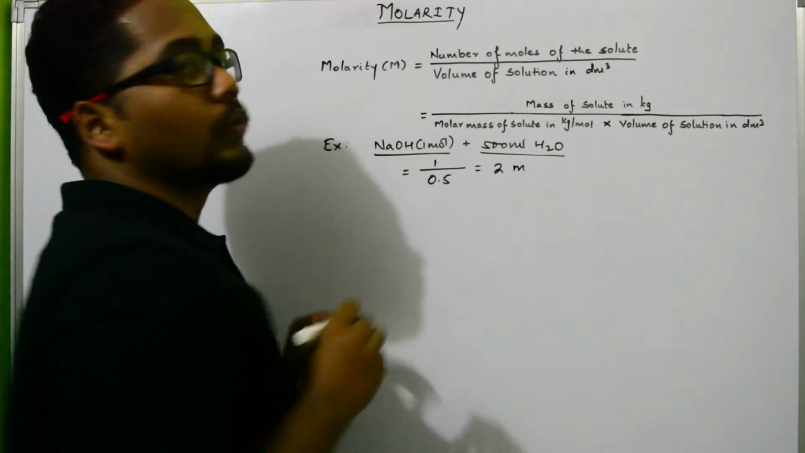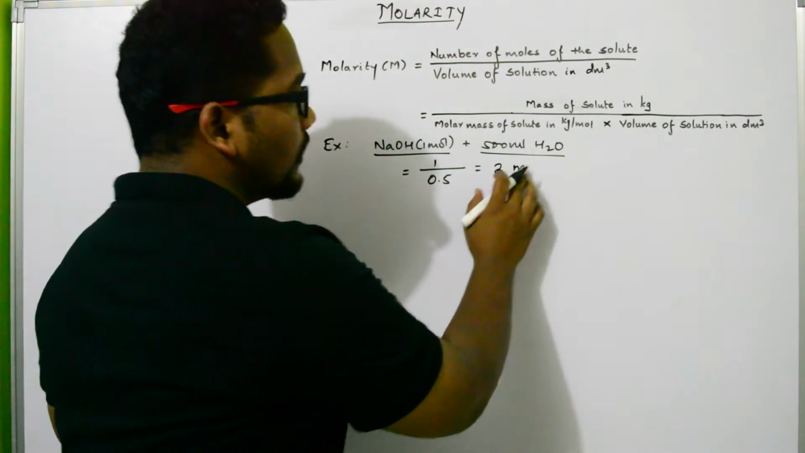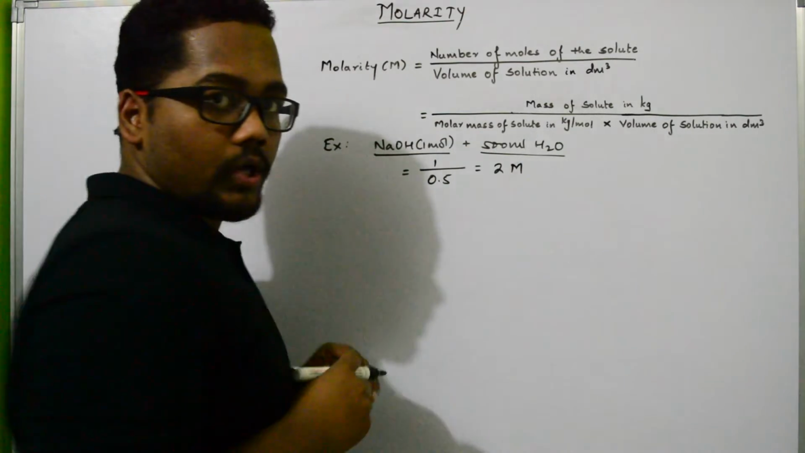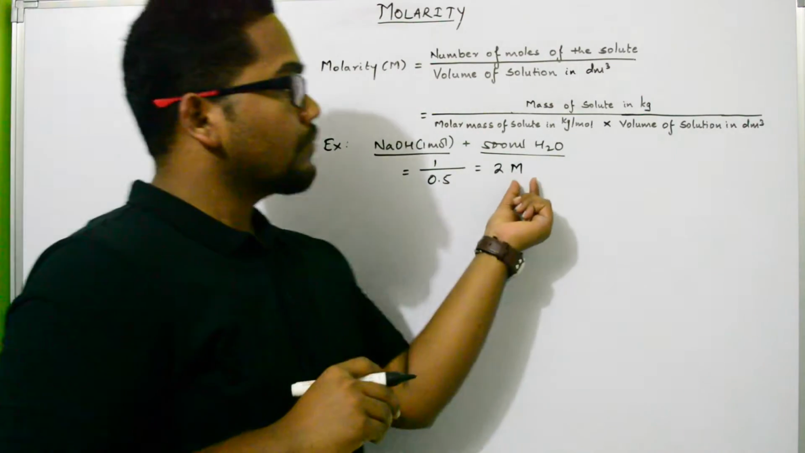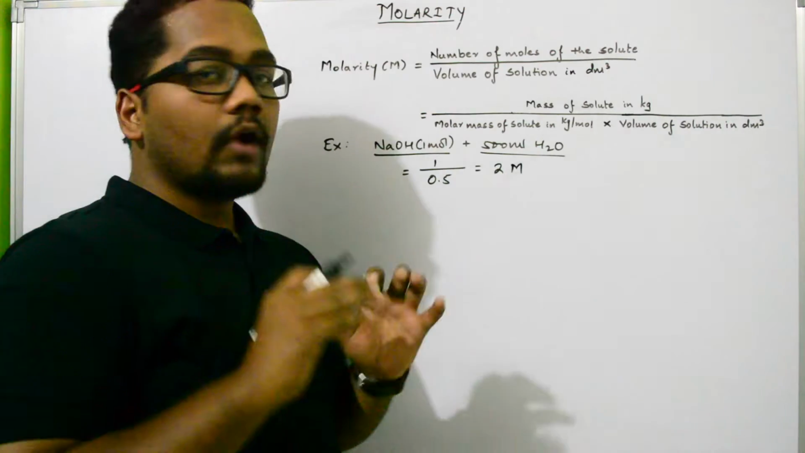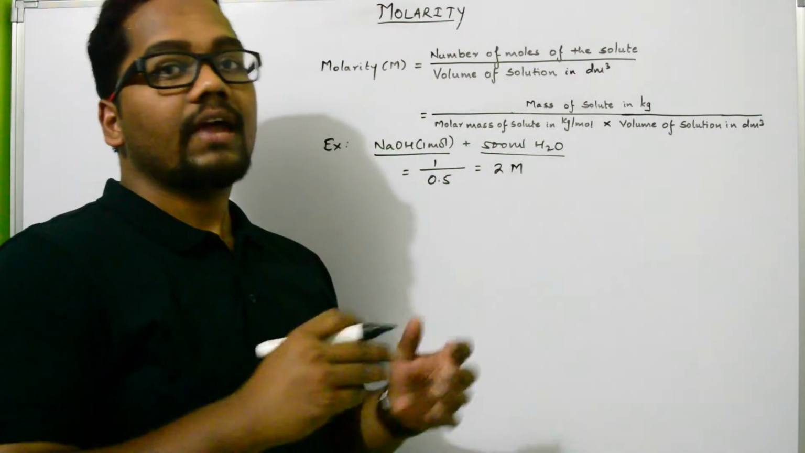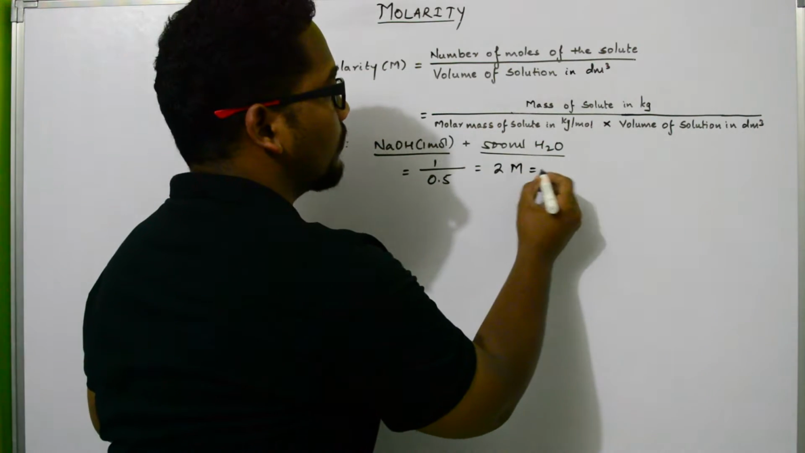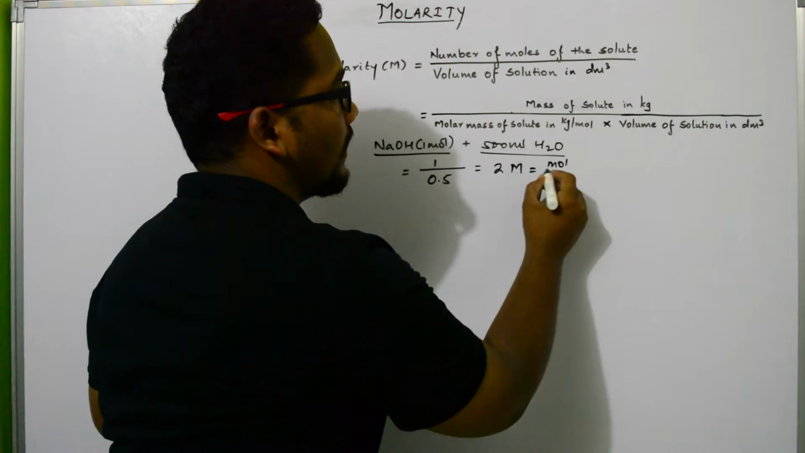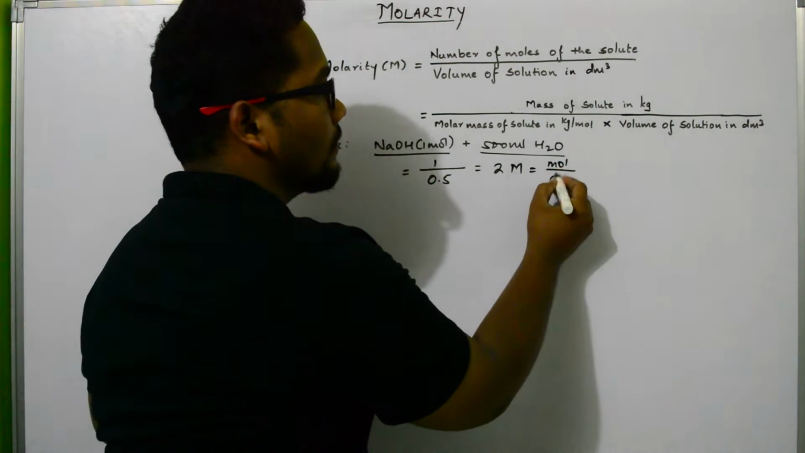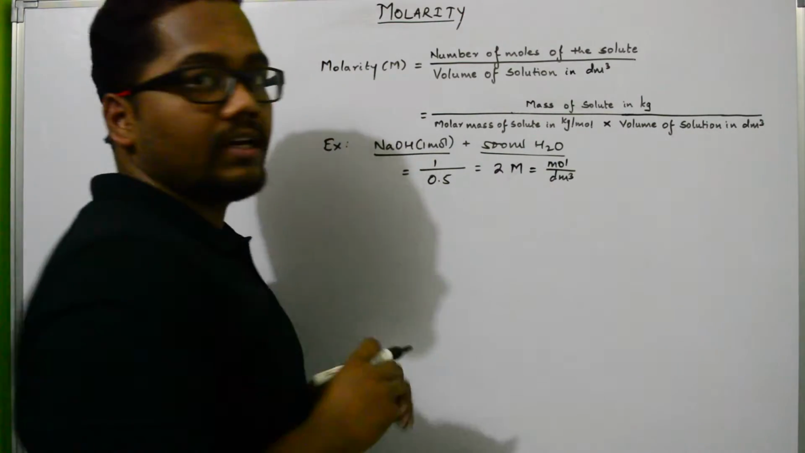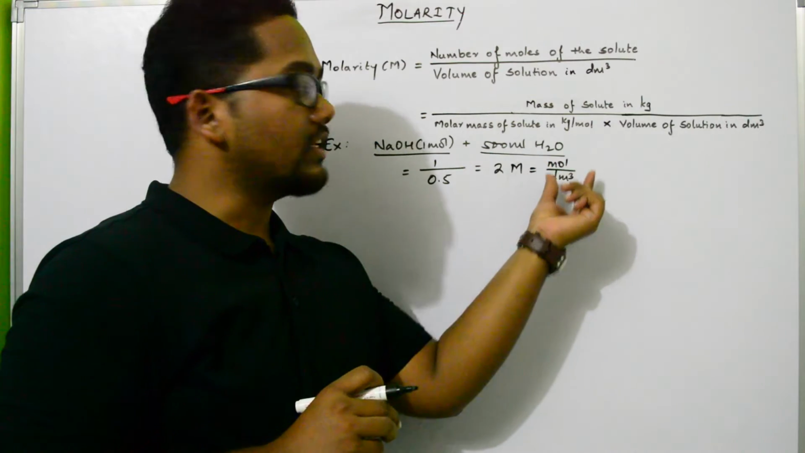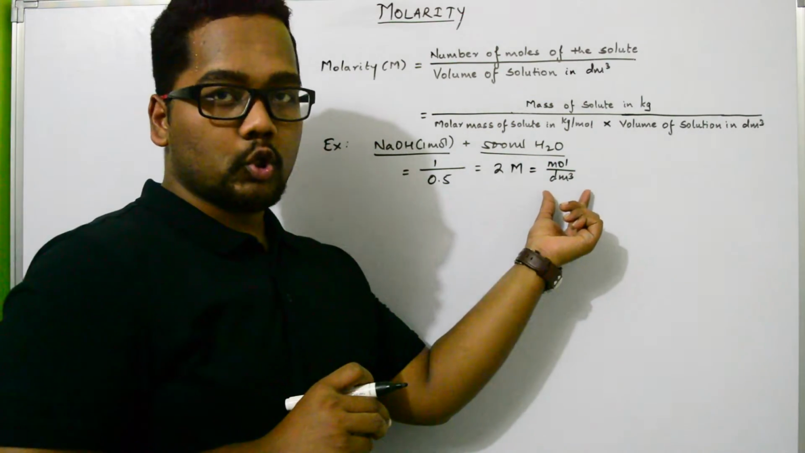Now what will be the unit of molarity? The unit of molarity is capital M, which is called molar. Okay. Now, how this molar is represented, you don't have to remember everything. You can arrive at the units very easily. As you can see over here, what is the unit of number of moles? It is mole. Okay. And volume of solution in dm cube. So, this is nothing but mole per dm cube.